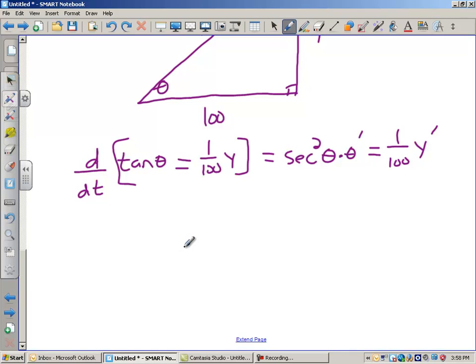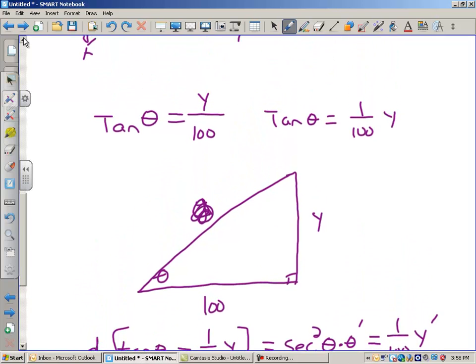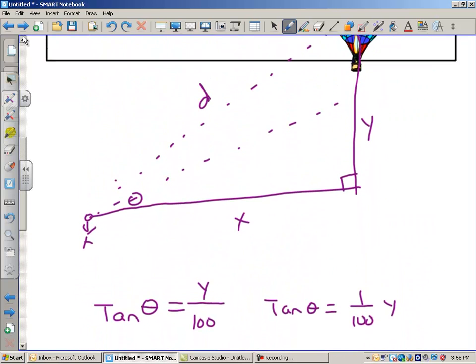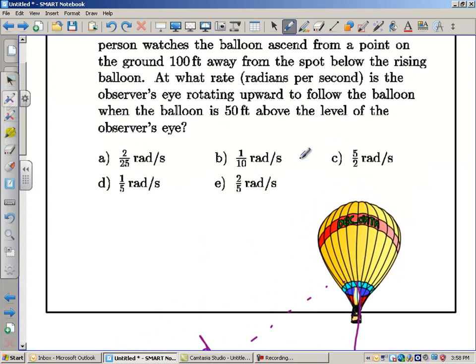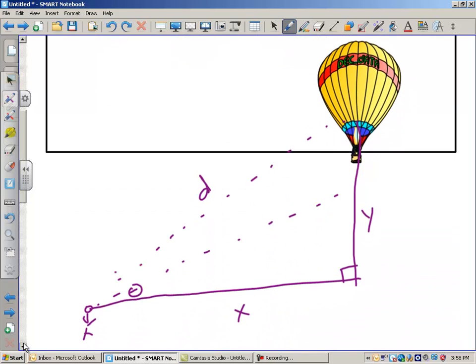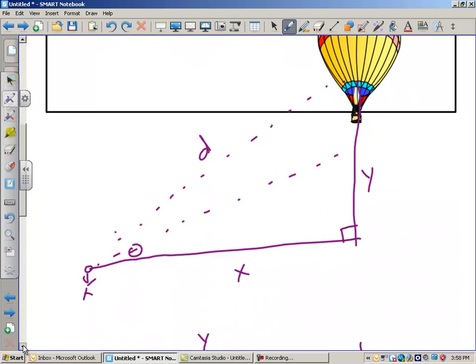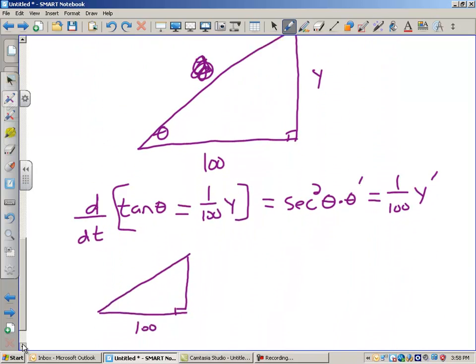This is the point at which we freeze our picture. So let's freeze our picture and see what's going on. We know this is 100, and we come back up here to the top, and we're supposed to freeze the picture whenever the balloon is 50 feet above the level of the observer's eye. Okay, so here we go.